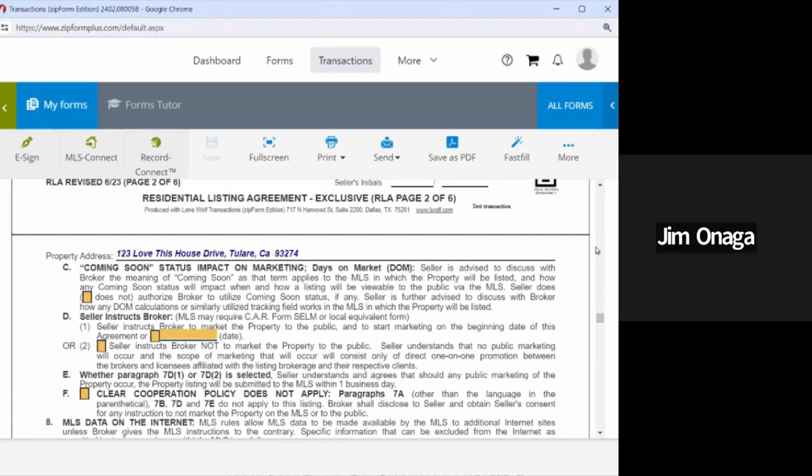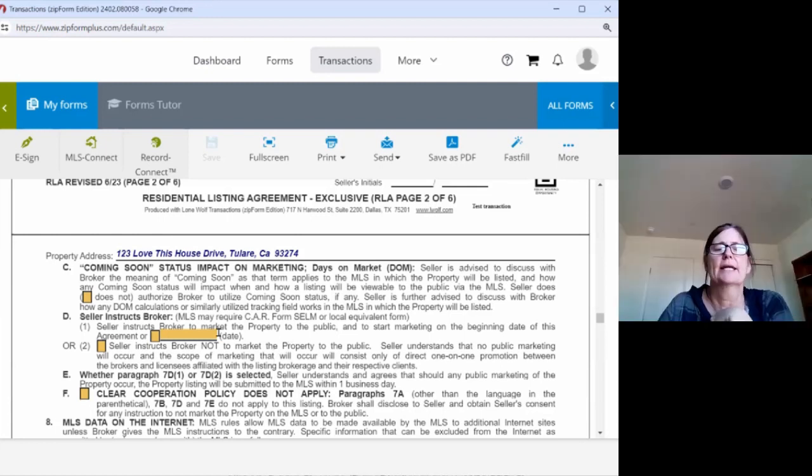So, sorry, one last thing then. CAR has a form, a SELM form, a seller exclusion. I don't know if we need to do that SELM form to have a registered listing. That's why I was asking, do we need to do another form? If you look at D here, it says seller instructs broker, MLS may require CAR form SELM. So depending on your MLS, they may or may not require it.